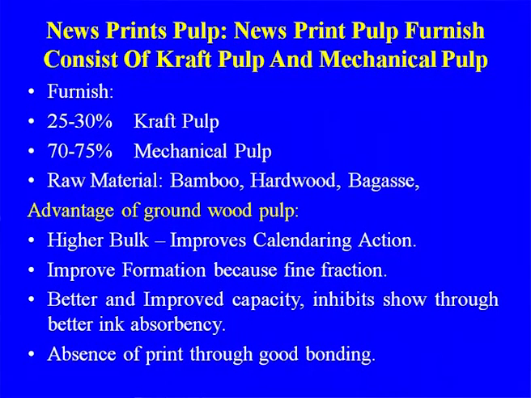This is the newsprint furnish that we are using: about 25 to 30% kraft pulp and 70 to 75% mechanical pulp, and these are the raw materials. The advantages we have already discussed.